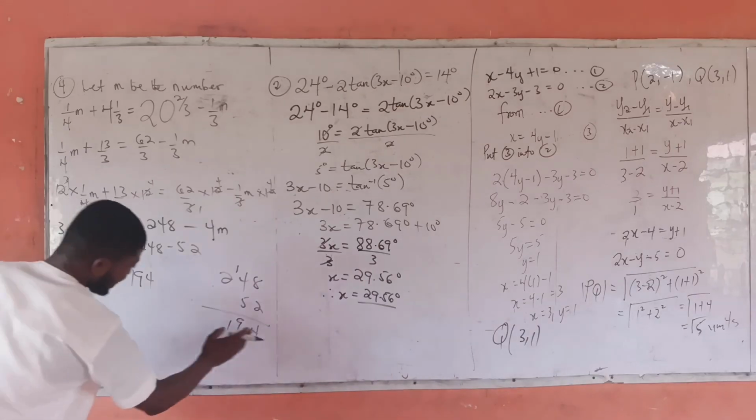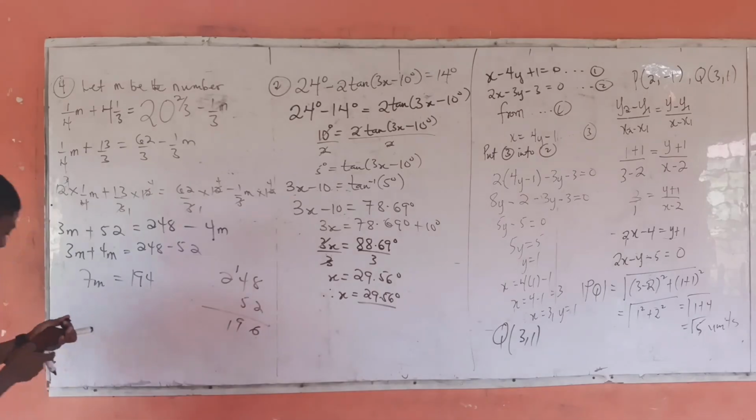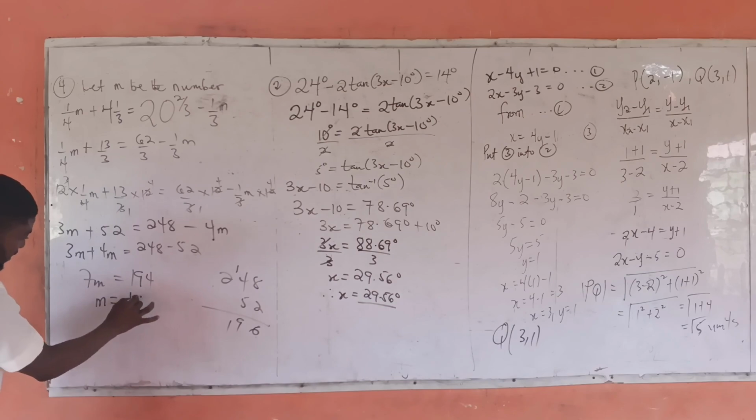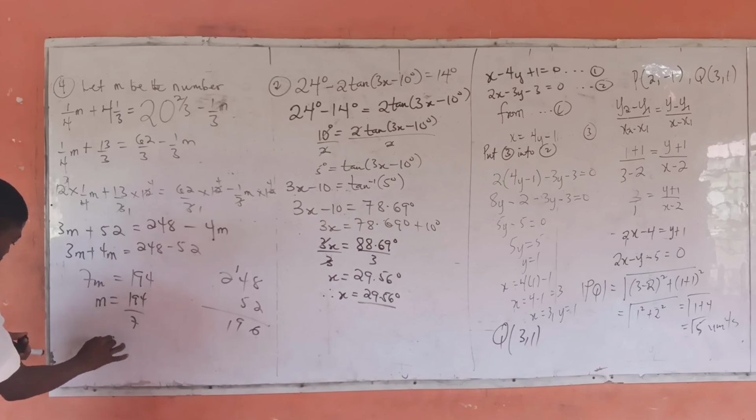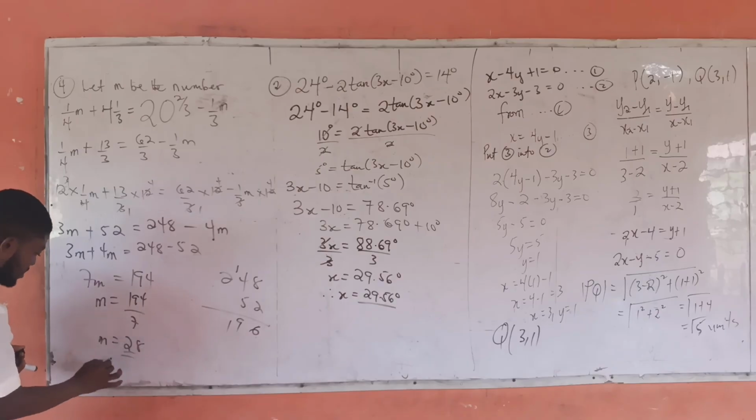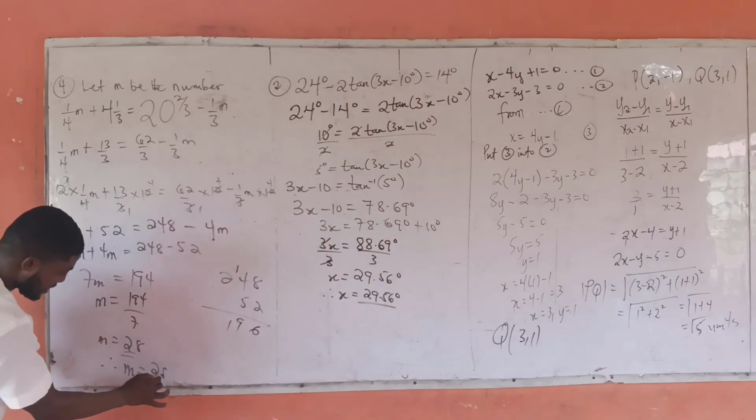Sorry, this is supposed to be 196. My bad, 196. So I think 196 now would give us a better answer. Yes, so 196 would give us 28. So therefore m is equal to 28.